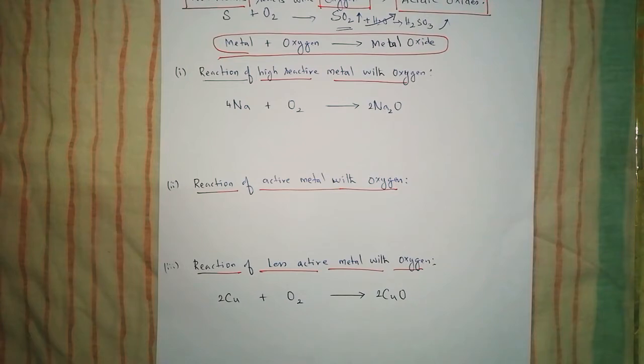Let's learn what happens when it reacts with a highly reactive metal and then some medium reactive metal, and what happens when a low reactive metal reacts with oxygen. Okay, we see in three cases.